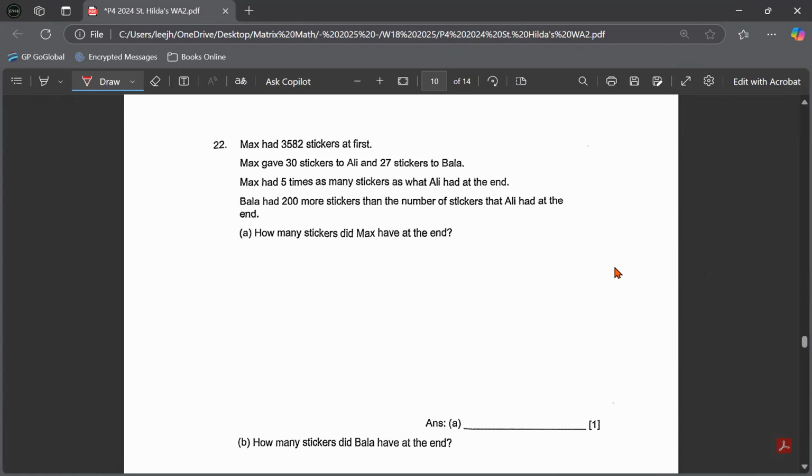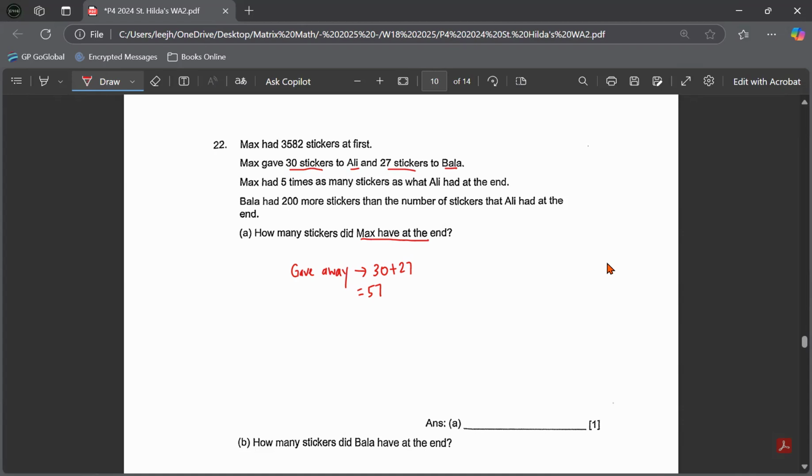Very simple. You know Max has this amount at first. He's going to give 30 to Ali and 27 to Bala. So end of the day, how many stickers will he have after giving away? So just find out how many stickers given first. He gave to two people, Ali and Bala. Ali 30 stickers given to him. Bala is 27. So 30 plus 27. Okay, so Max gave away 57 stickers.